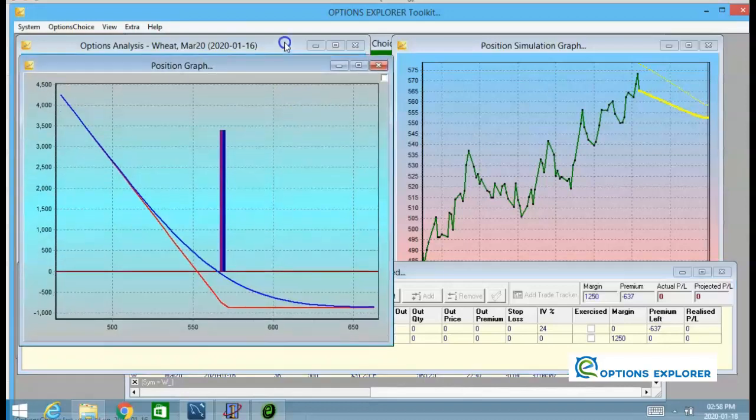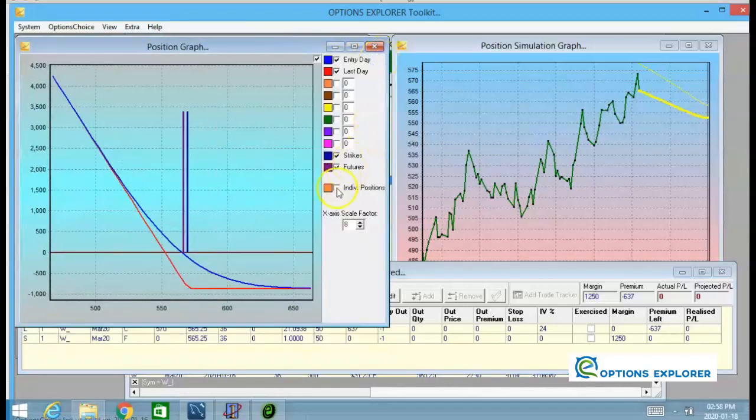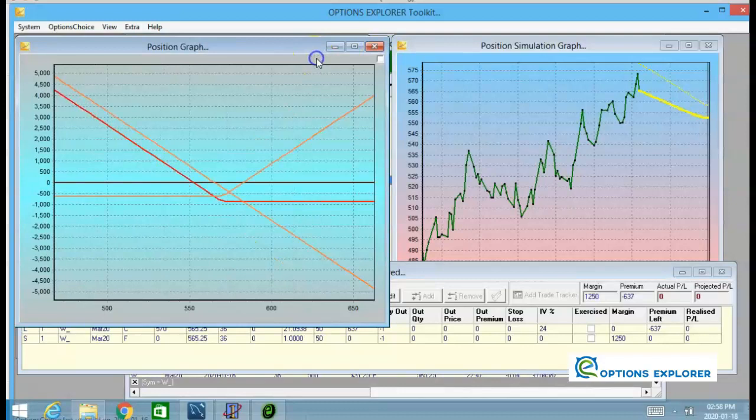Why does this work? Well, if you look at the individual positions that we've got here, if the market should move up, remember now we want the market to move down. If the market moves up, what do we have? Well, we're losing on the short futures.